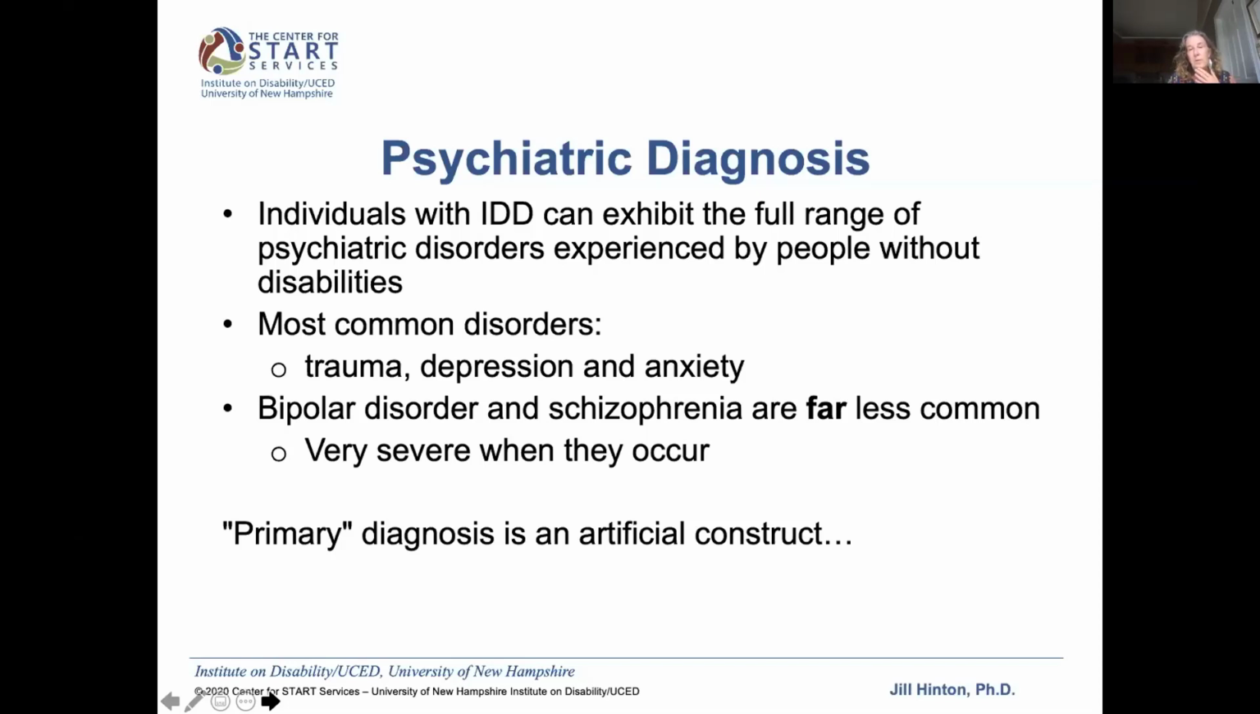Bipolar and schizophrenia are far less common, but are pretty significant when they do occur. This may not match what you see in the community, and it doesn't always match what we see in terms of people who get referred to START. So we see diagnoses of schizophrenia and bipolar far more frequently than we would expect. And sometimes people are missing some of the more common diagnoses, such as depression and anxiety. So it's really important for us to pay attention to this and to think about what is realistic to see.